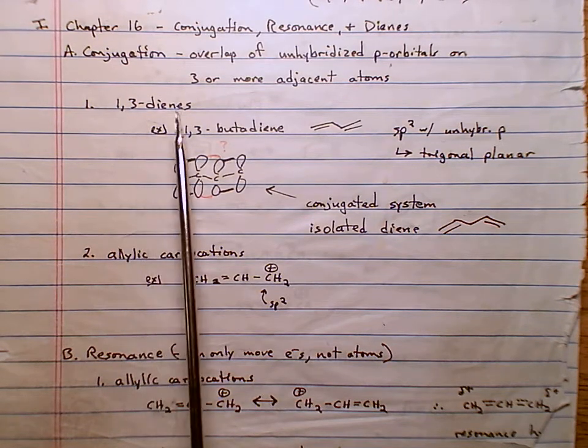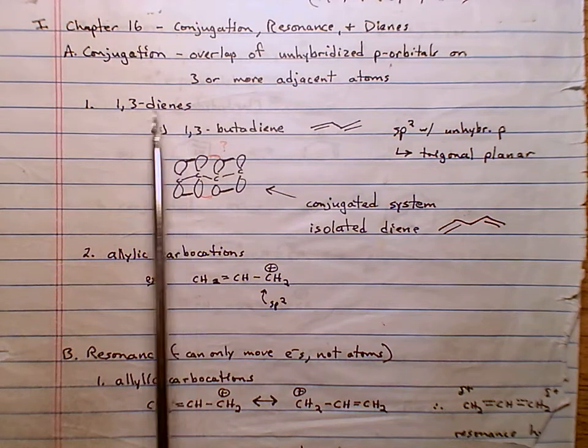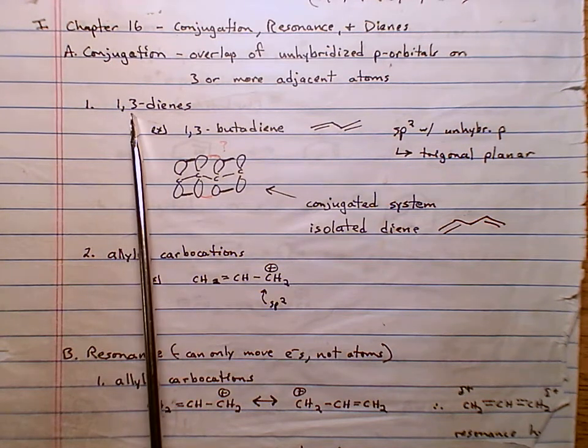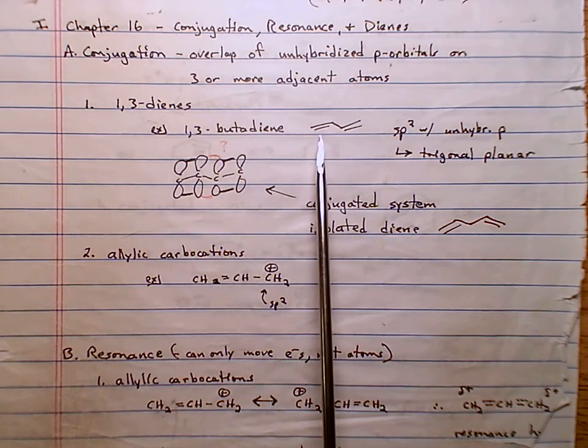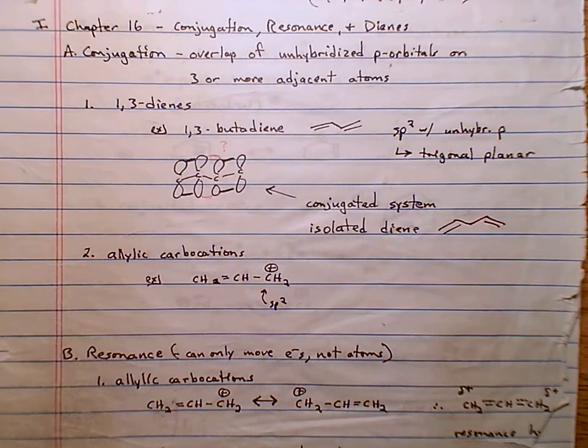Now, 1,3 diene. Ene is double bond, diene means two double bonds, 1,3 means the first double bond is on carbon 1, the second double bond starts on carbon 3. So here's 1, 2, 3, a 1,3 diene. This is 1,3 butadiene, buta because there are 4 carbons, and chemistry makes sense.